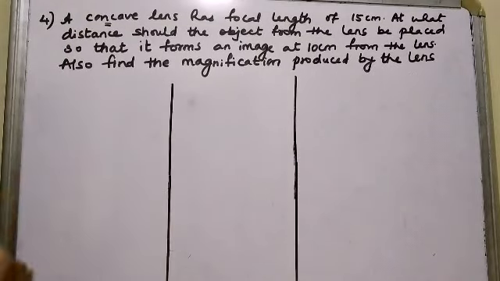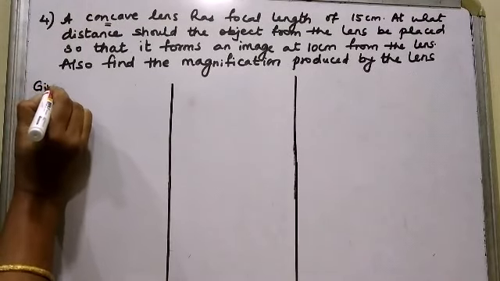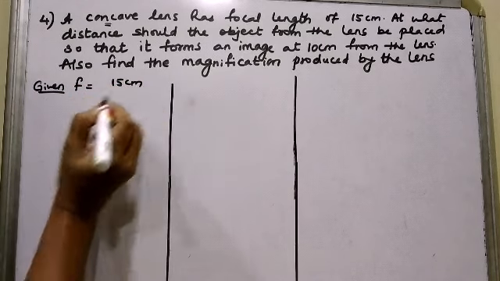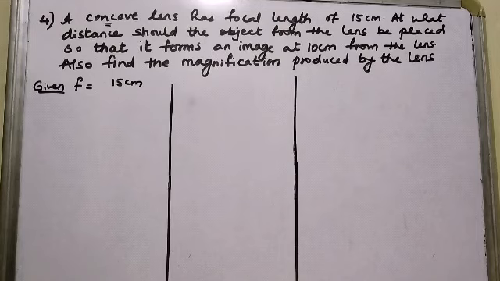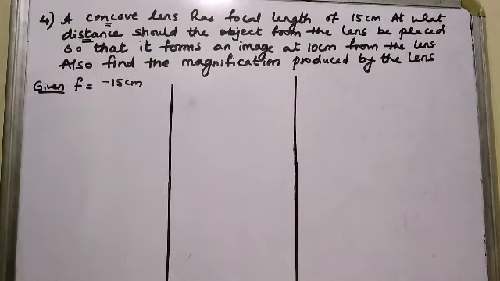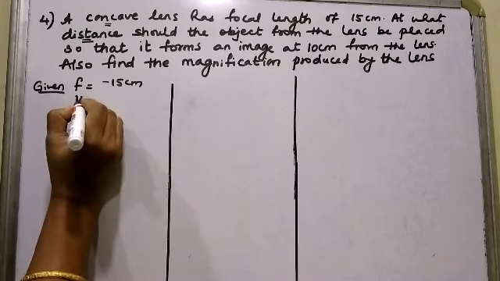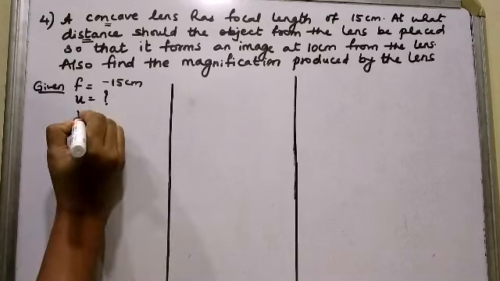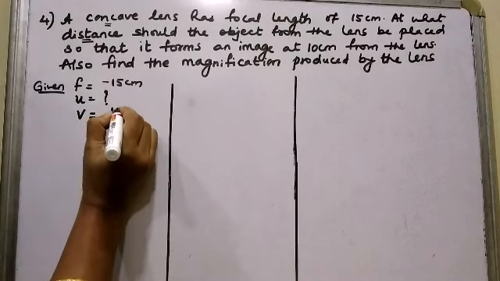Given is a concave lens. Focal length of the concave lens is 15 centimeters. As per the sign conventions, focal length of concave lens is negative, so f will be minus 15. Now we have to find out at what distance should the object be kept from the lens so that the image is formed at a distance of 10 centimeters from the lens. So image distance v is equal to 10 centimeters.